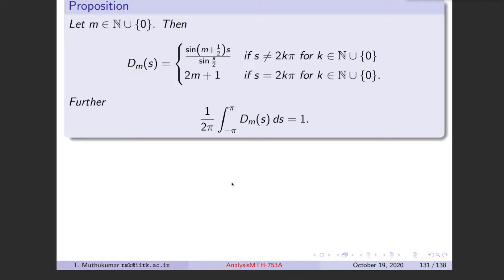We basically say that for all m, the value of the Dirichlet kernel is this, depending on whether s is a multiple of 2 pi or not. Depending on that, you have different values. That's the purpose of this proof, and the integral of the Dirichlet kernel is 1 from minus pi to pi. I mean the integral divided by 2 pi, since the integral is actually 2 pi. So if you normalize it, you get 1.